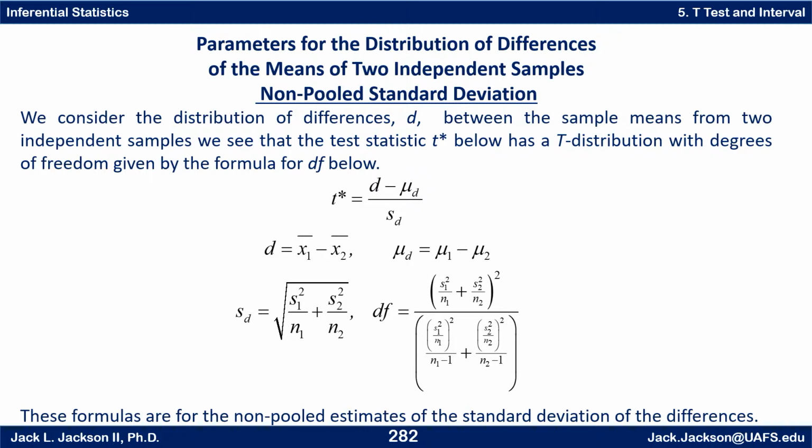The degrees of freedom has this rather complicated looking formula here. I'm not going to bother reading it to you. There it is on the screen. And see, these are formulas for what's called the non-pooled estimates of standard deviation of the differences. We do not assume that the standard deviations are the same in these two samples, and so we can use this formula. This degrees of freedom may not be a whole number like it was before. Now there's another version of this.